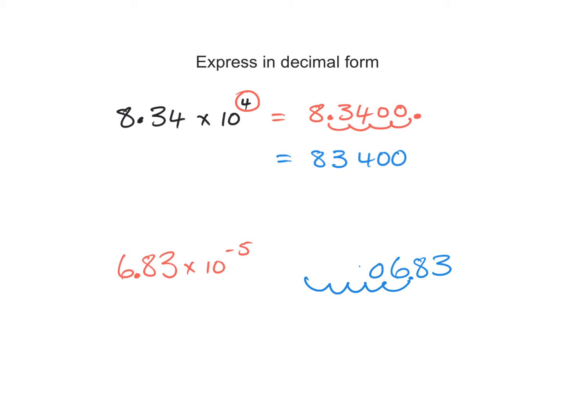So I'm going to put my zeros in. And this is where my decimal place goes. So my answer is going to be 0.0000683. Well done. And that's pretty much the end of scientific notation.